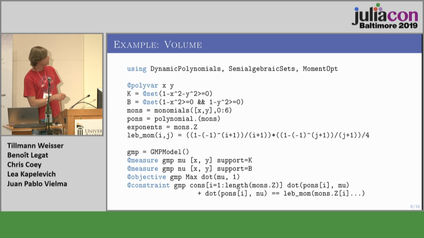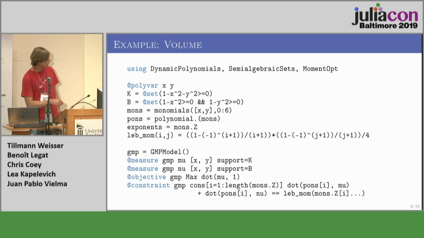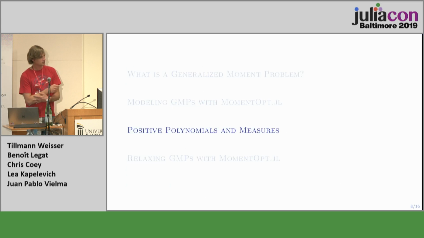So you would create a new JuMP model. You would add a measure mu acting on x and y and being supported on K. You would add a measure nu on x and y supported on B. You would add the objective that you maximize the mass of mu. And then with this line, you generate all the constraints that I was showing before. Okay, so much about modelization.